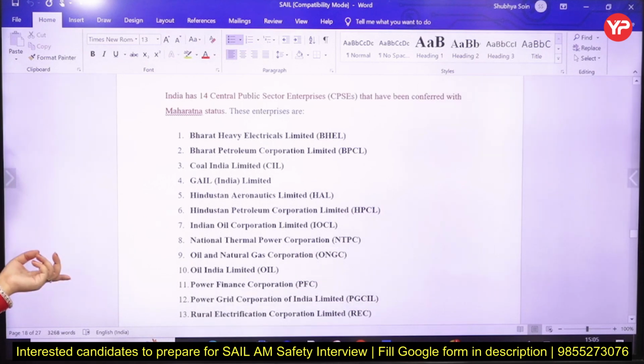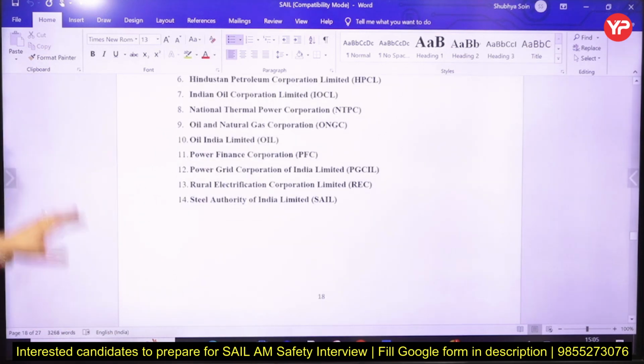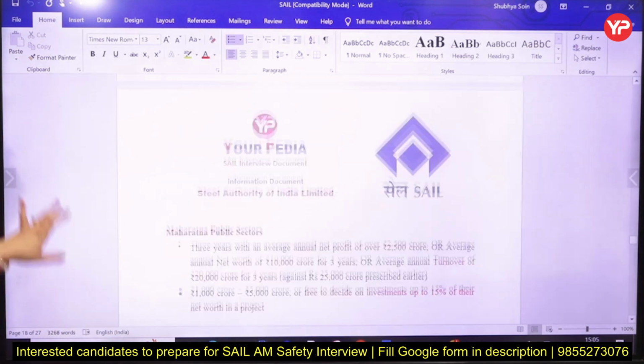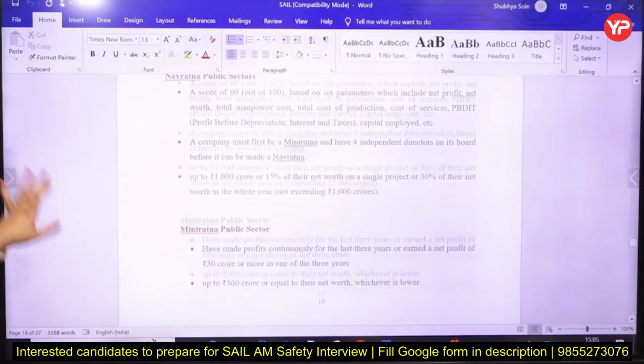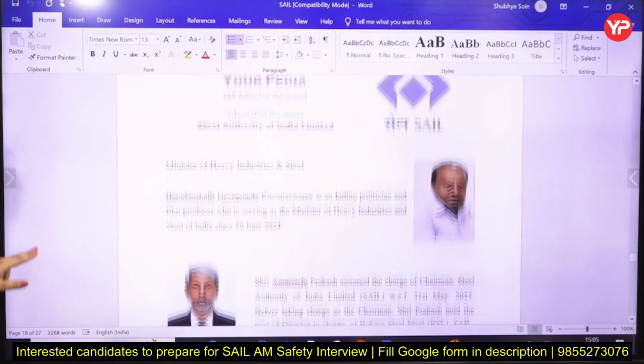Like here also, related to the enterprises, India has 14 central public enterprises that have been conferred with Maharatna status. So which are those? And when SAIL got the status of Maharatna, that is very, very important. Now, Maharatna public sectors, Navratna public sectors, Mini Ratna. Now, what is the difference between them? That is also very important for you to know.